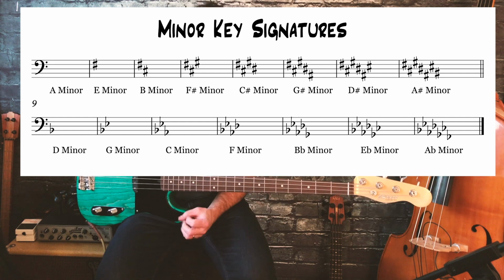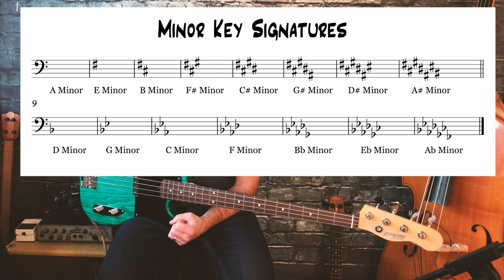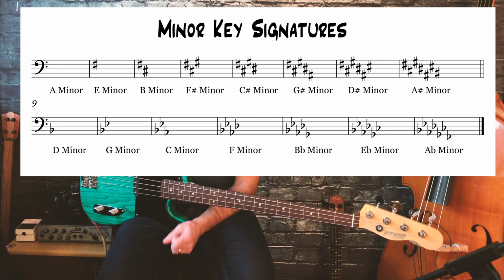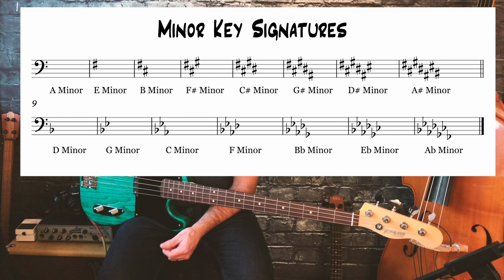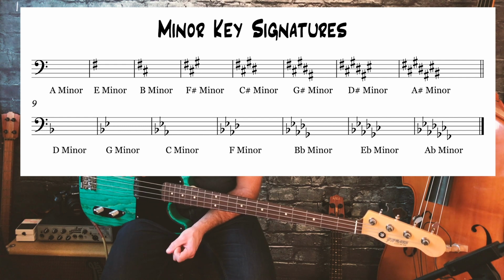So now we'll look at the relative minor flat keys. So first of all we have D minor with 1 flat, G minor with 2 flats, C minor with 3 flats, F minor with 4 flats, B flat minor with 5 flats, E flat minor with 6 flats, and A flat minor with 7 flats.